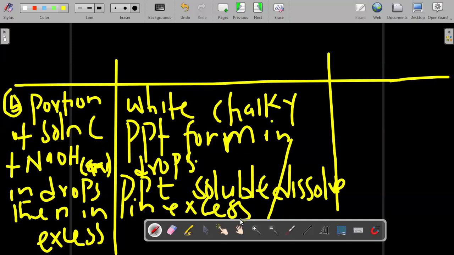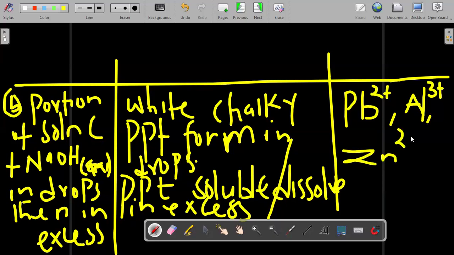So what's my inference? There are three things you must write. The first one is lead, Pb2+, comma, aluminium, Al3+, then comma, zinc, Zn2+. You write present. Okay? You write present. Is it clear? Yes, sir. Okay, write that.